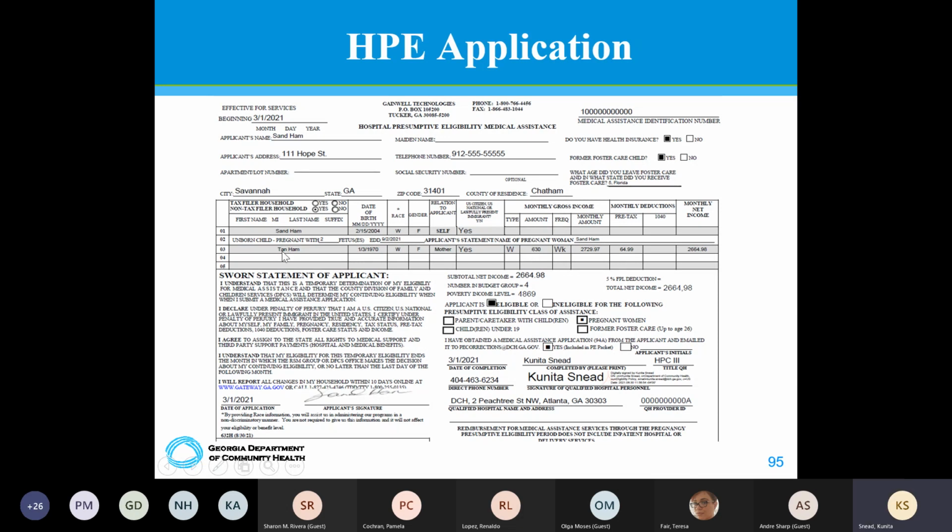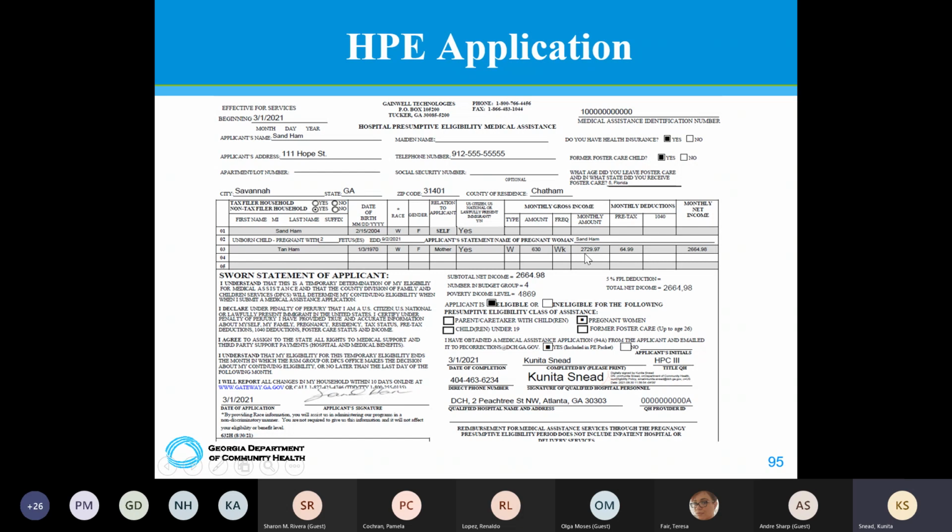Her mom goes on line 3. So you put her name, date of birth, race, gender. The relation is mother. Yes for U.S. citizen. She is the one with the income. So the type should be W. The amount should be 630. The frequency is WK for weekly.